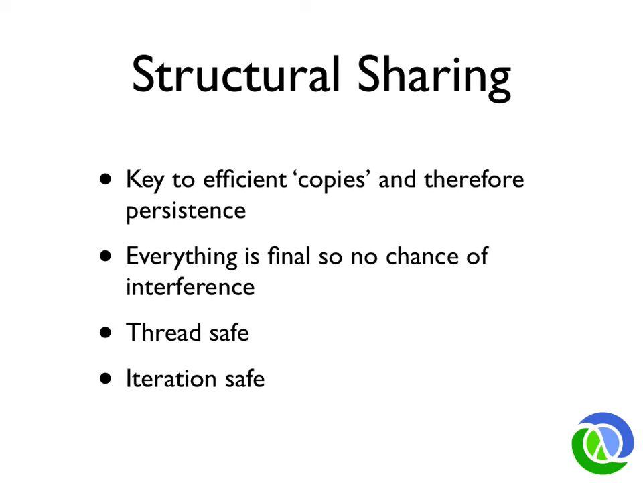Because everything is immutable and final, there's no chance of interference. If I'm making a modification to X and you're making a modification to X and we end up sharing state with it, because it could never change, we can share state with it because we're never going to be corrupted by a change to the thing we're sharing. And so on and so forth. That means they're thread safe, they're iteration safe, there are no concurrent modification exceptions or any of that nonsense.